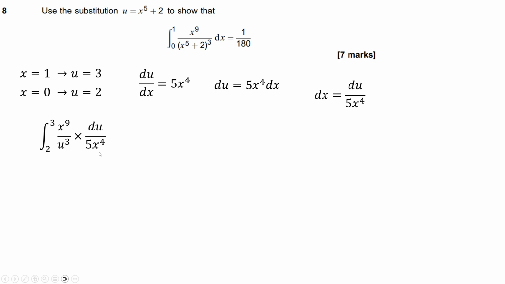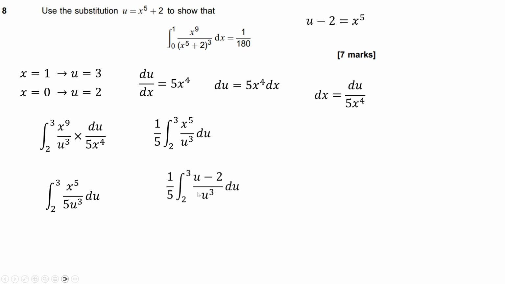The x to the 9 cancels with the x to the 4 a bit to get x to the 5 on top. And x to the 5 is a bit easier to manage, because if you look back at the substitution that we have, first of all I just took out the 5th, but it doesn't matter whether you do that or not. But if you look at the substitution here, if we subtract 2 from both sides, we get u minus 2 equals x to the power of 5. So x to the power of 5 here just equals u minus 2.